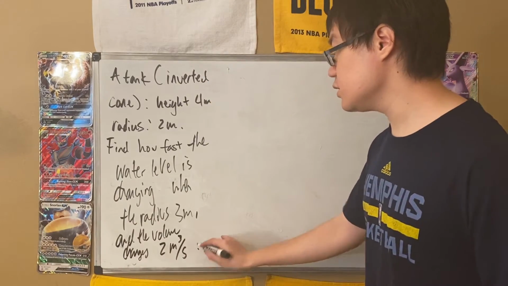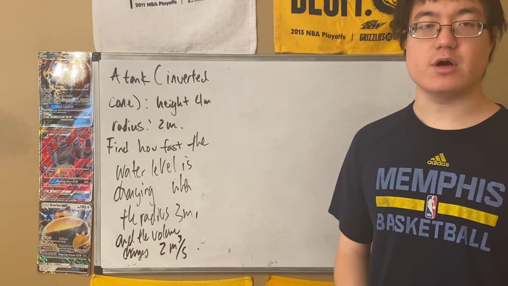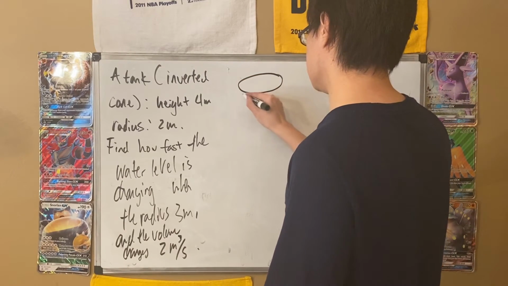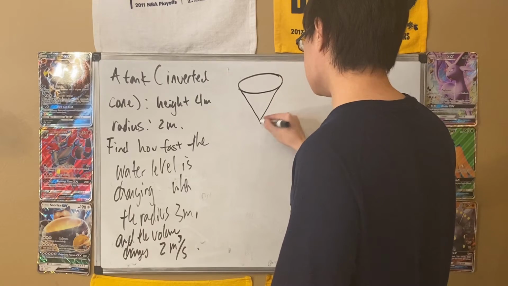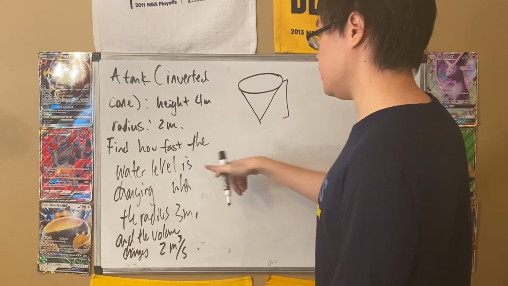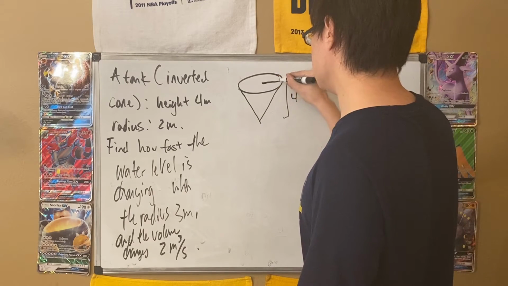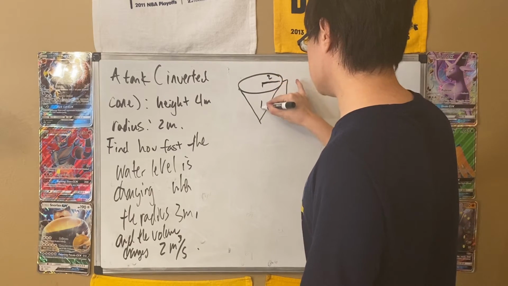So this is going to be my question. Kind of a difficult question if you don't know how to do it, so I'm going to work it. You have this funnel here, or this inverted cone. Let's say the height is 4 meters, the radius is 2 meters, and we're trying to find this level right here.